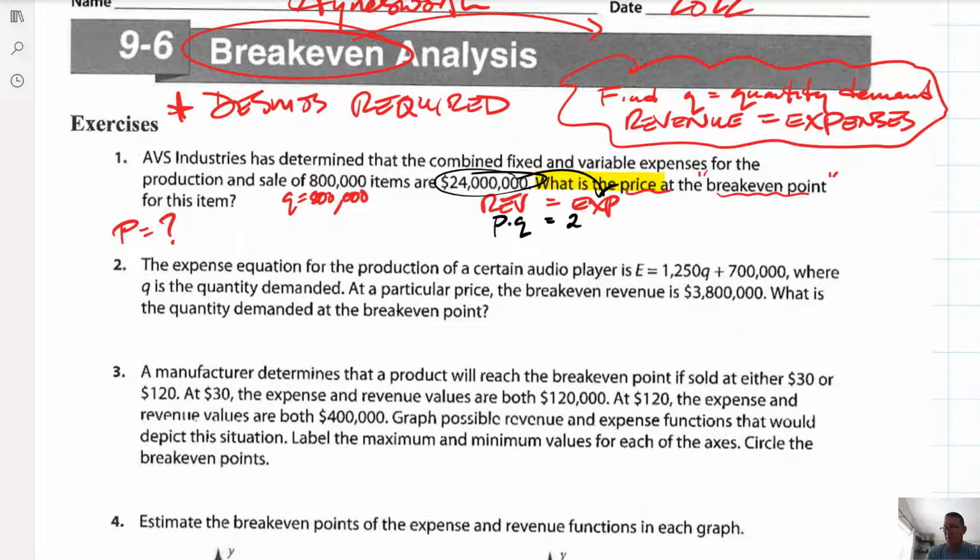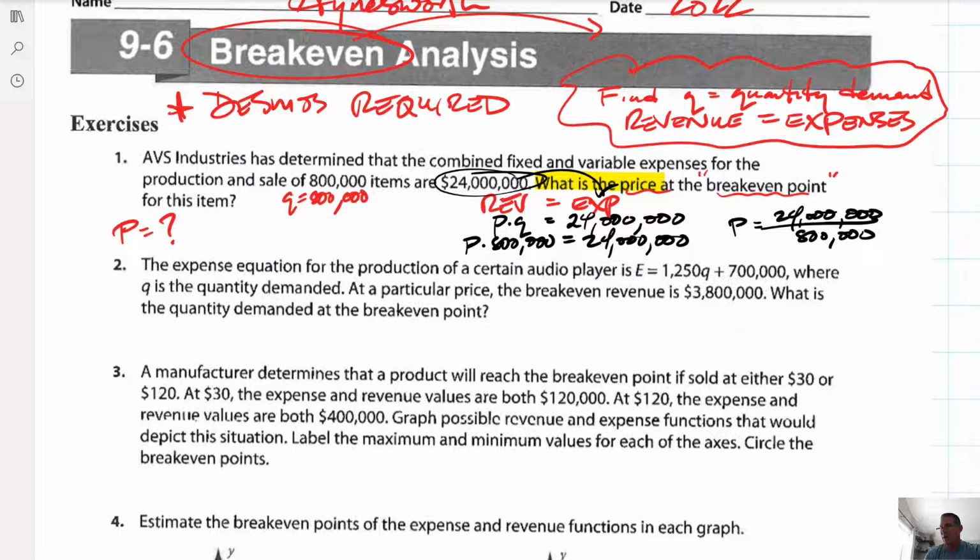So we know that P times Q, revenue, is equal to 24 million. We also know that we're selling 800,000 of them, so we know the quantity, we just don't know the price. It's always price times quantity or quantity times price, however you want to write it. In this case, we don't know the price, but we multiply it by 800,000, and that's going to be equal to 24 million. Now to solve for P, you simply divide by 800,000 and you're done. So P is equal to 24 million divided by the 800,000.